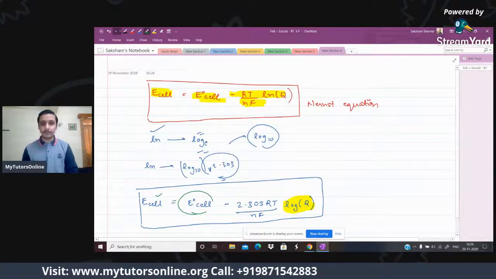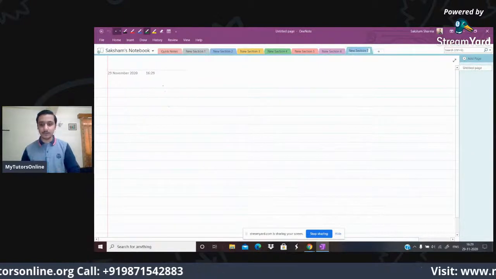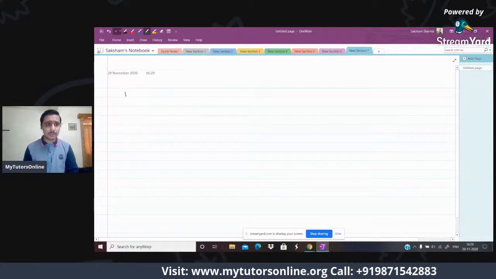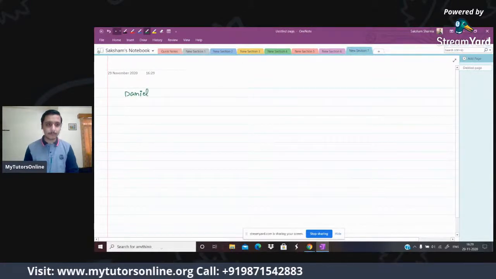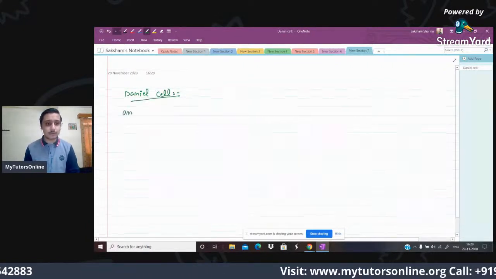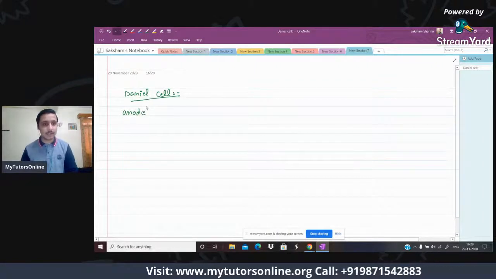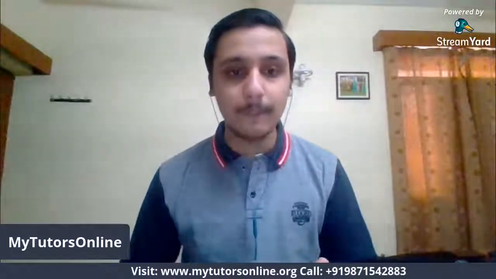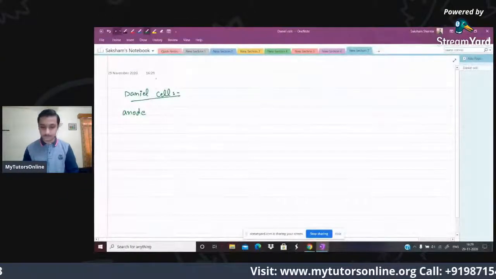Now, one last basic example for the derivation of the Nernst equation. Suppose we talk about the Daniell cell. In your Daniell cell, you have two half reactions: an oxidation half reaction and a reduction half reaction. Correct? If you guys have any doubts, please put them in the chat section. I will address your doubts right away. Okay, now moving on.